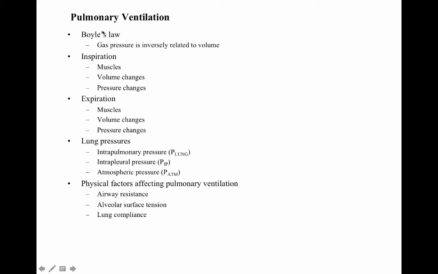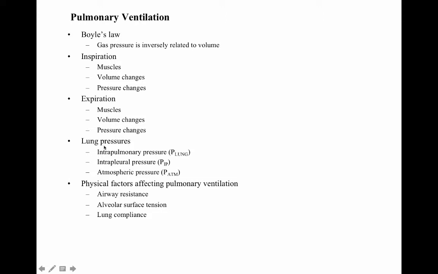Pulmonary ventilation, we're going to look at a few topics. Boyle's law, which is a law that's focused on the idea that gas pressure is inversely related to volume. So more volume, less pressure. Less volume, more pressure. Inspiration, how we bring air into the lungs. We're doing that with muscles, changes in volume and changes in pressure. How we're expiring air, we're again using our muscles. We're going through volume changes of the thorax and the lungs, and pressure changes as well.